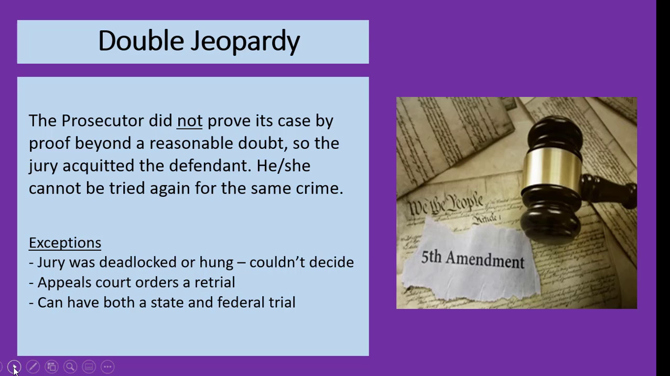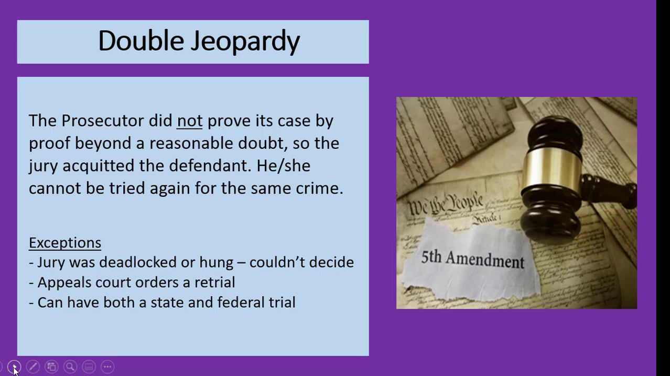If the defendant appeals their conviction, so the jury finds them guilty and they appeal to the higher court, if the appeals court says something was wrong, their rights were violated in some way, the correct process wasn't followed, this person needs a retrial, well then of course that defendant's going to be tried for the same crime twice, right? Because the court has ordered it.